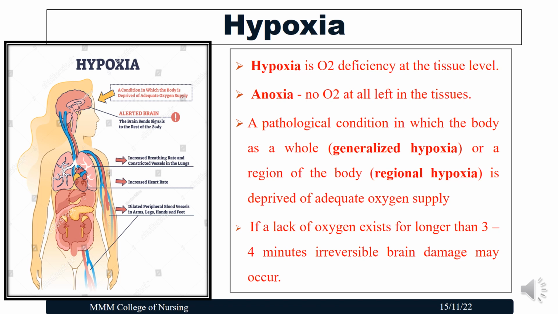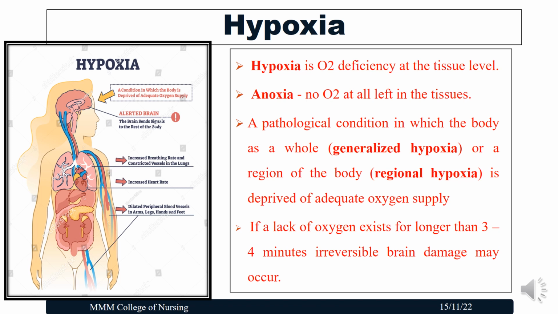Hypoxia can generally be classified into two: generalized hypoxia and regional hypoxia. So what is generalized hypoxia? When there is a decreased oxygenation to the tissues throughout the body, we can say it is generalized hypoxia. And when there is a region of the body which is lacking oxygen, we can say it is a regional hypoxia. A pathological condition in which the body as a whole is deprived of oxygen is generalized hypoxia, or a region of the body deprived of oxygen is regional hypoxia.